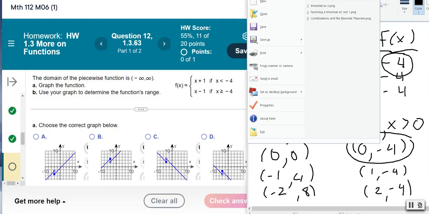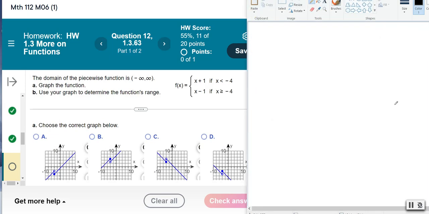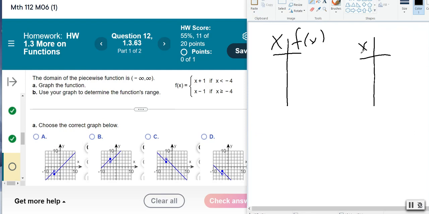Okay, here's a similar one. The domain of the piecewise function is negative infinity to infinity. Graph the function and then use the graph to determine the range. I'm going to make two charts because it's in two pieces. Now, if it's in three pieces, you need three charts. x, f of x, x, f of x.